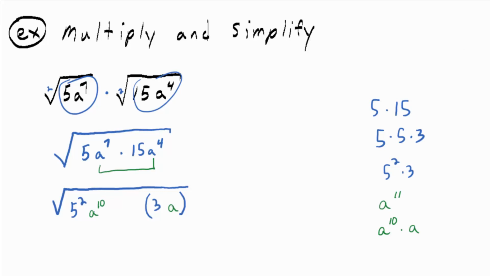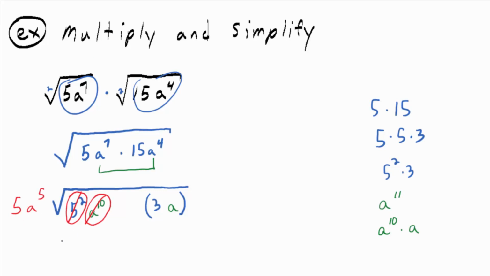Okay, so now what can you pull out? The square root breaks up over multiplication. So what's the square root of 5 squared? 5, so you can pull out a factor of 5 out front. What's the square root of a to the 10th? a to the 5th, so you can pull out a factor of a to the 5th out front. And then just clean it up.